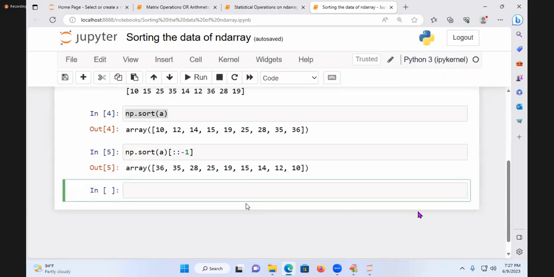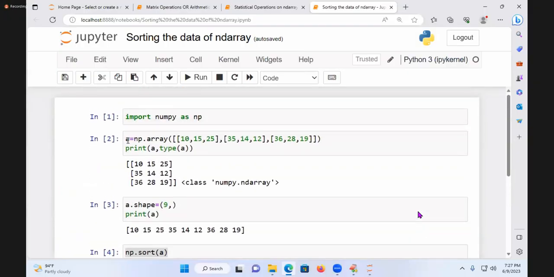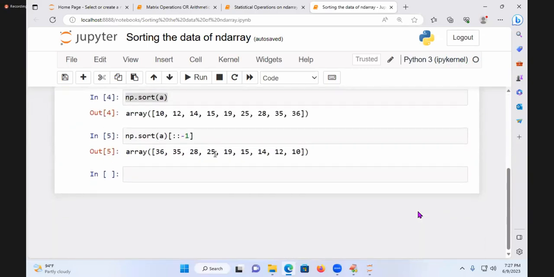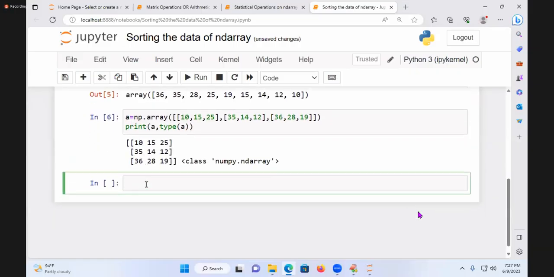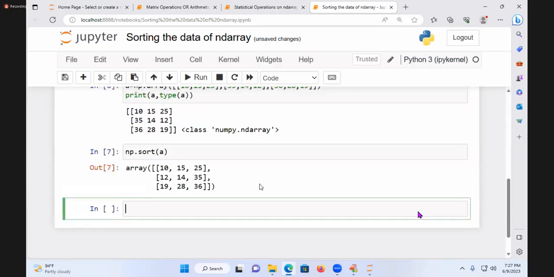After this, you can reshape it also. No issue. But now I am going to take up this data once again. After that, I am applying NP dot sort of A. Which one am I applying? Sort of a 2D array. You observe it. By default, is it row-wise sorting or column-wise sorting? Observe it.